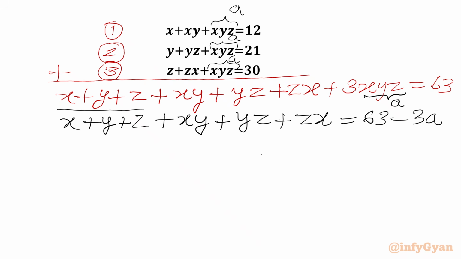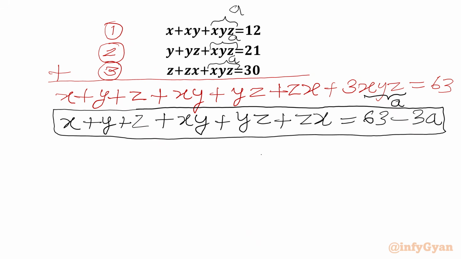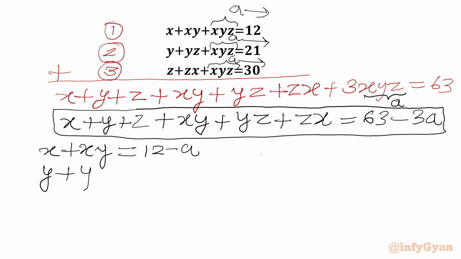So we have one very important equation, x plus y plus z plus xy plus yz plus zx equal to 63 minus 3a, which we will use little later. Now we are going to take this a to the RHS. So RHS will become 12 minus a, here 21 minus a, here we'll write 30 minus a. So in LHS, there will be x plus xy equal to 12 minus a, y plus yz equal to 21 minus a, and z plus zx equal to 30 minus a.